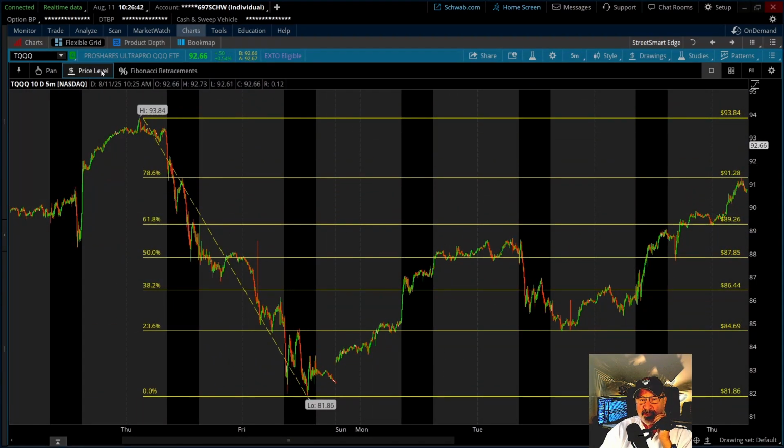Then the other way you do it is you're marking actual support and resistance levels based on where the stock has come up and abruptly turned around. So you look for areas where it might tap as many times.